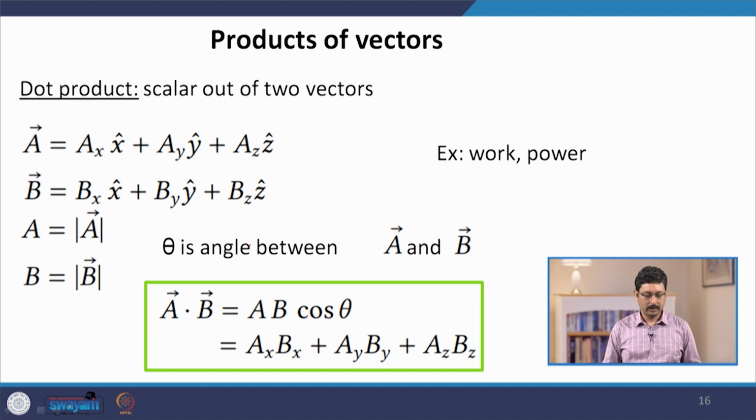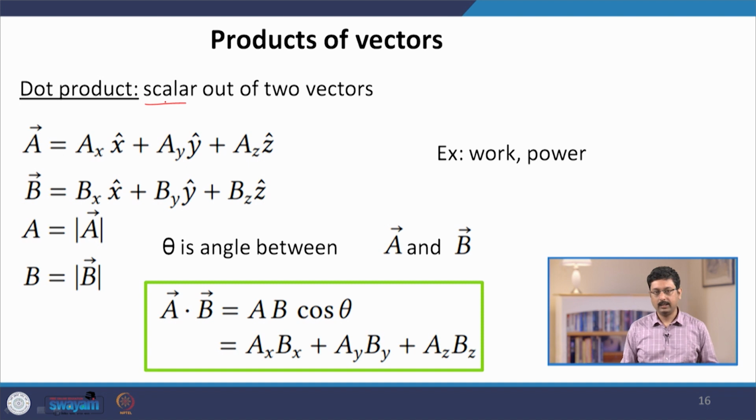So, the first product is called the dot product. What we are doing here is that we have two vectors, and by combining these two vectors, what is the resultant combination? We will see that there are two possible combinations. Many different kinds of combination are possible. The dot product is an operation or a rule which you apply on two vectors, and the result is a scalar. So, you make a scalar out of two vectors. This is the dot product.